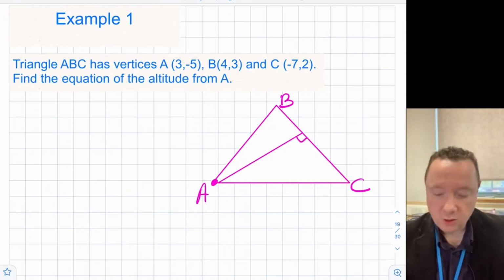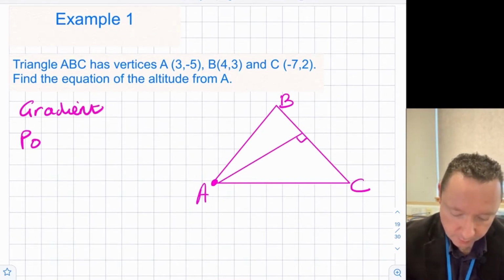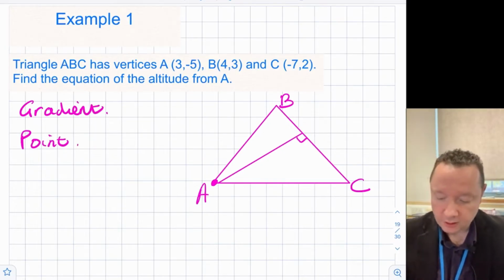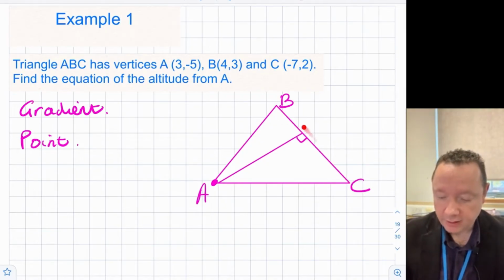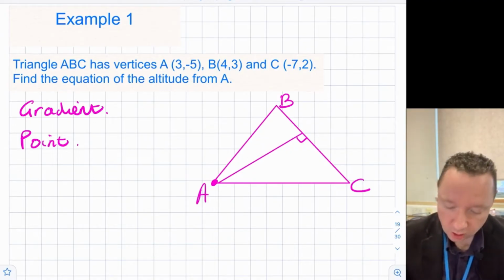So remember, we always need two things to find the equation of a line. We need the gradient and we need a point. Now, to find the gradient of a line, you usually need two points, but we don't have the second point on the line. It doesn't cut it in half, but we do have B and C. So we can find the gradient of BC and use the fact that it's perpendicular to find the gradient of the altitude. So let's start doing that.